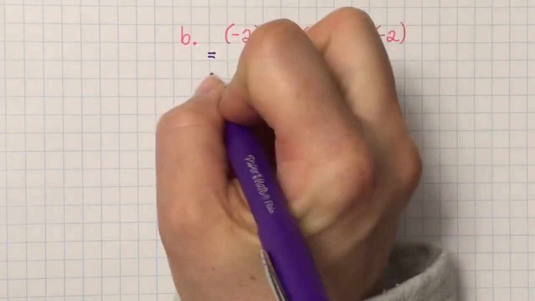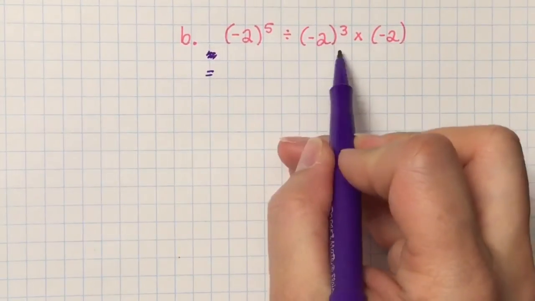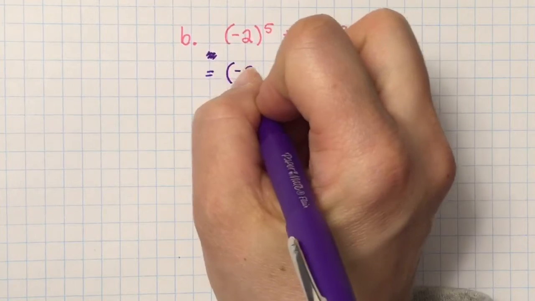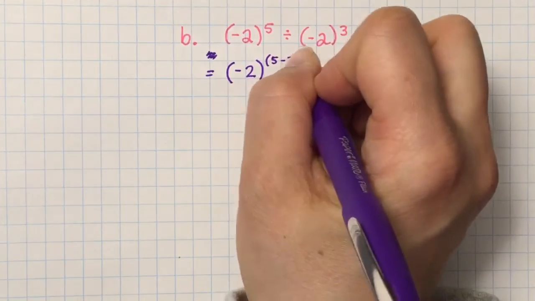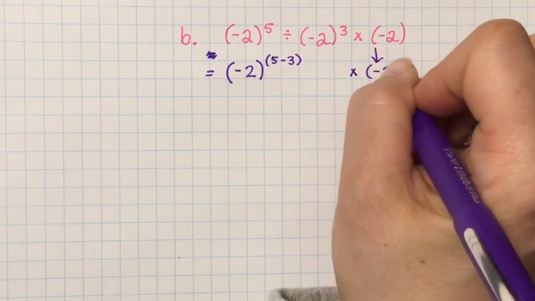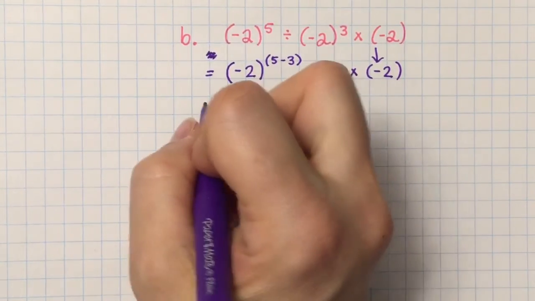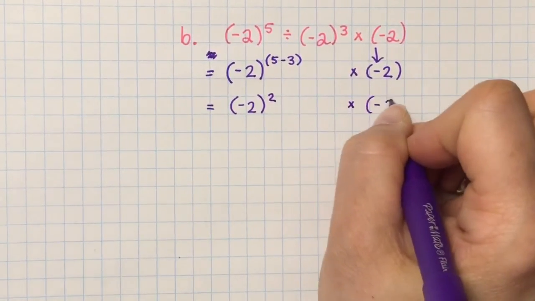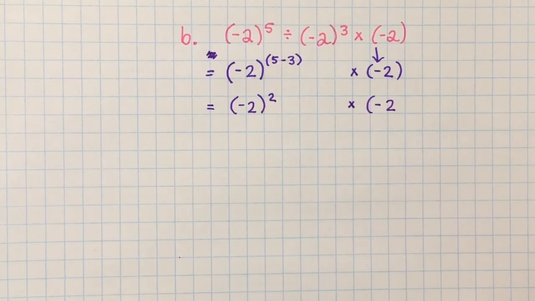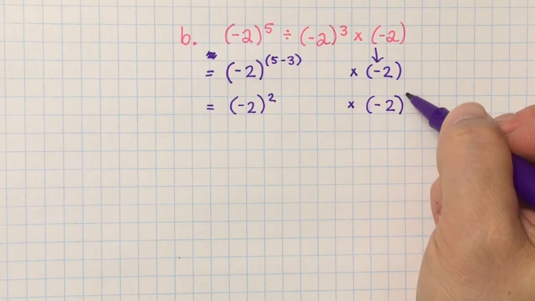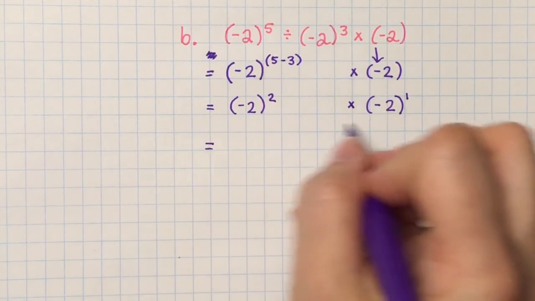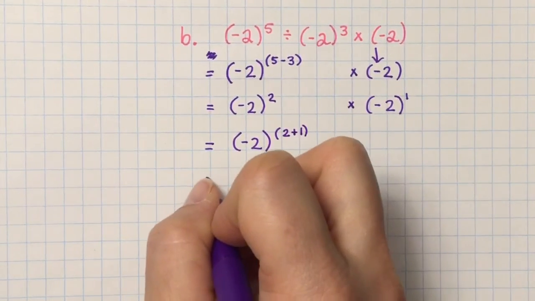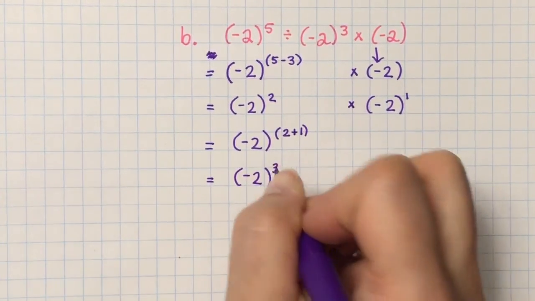Dividing is first as I'm going left to right, so I'm going to do these ones first. Because the base is the same, I'm going to have minus 2 to the 5 minus 3, and then I'll bring this down, times minus 2. Okay, so this is minus 2 squared times minus 2. Because this is the same thing as saying minus 2 to the 1, when we do the multiplying, we're going to have minus 2, and the exponents are 2 plus 1. So we're going to have minus 2 cubed.